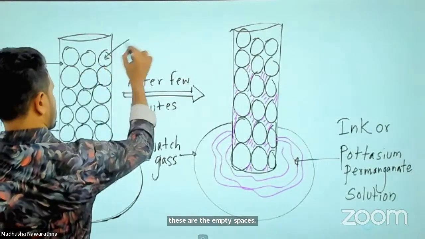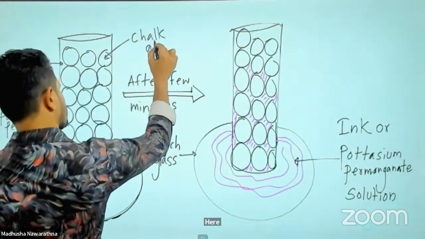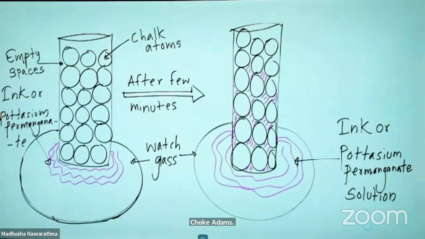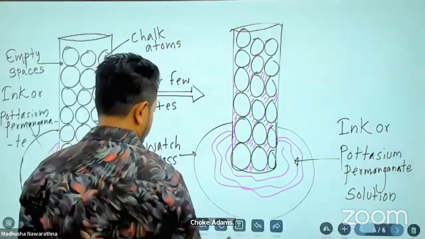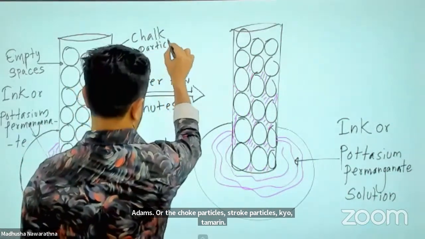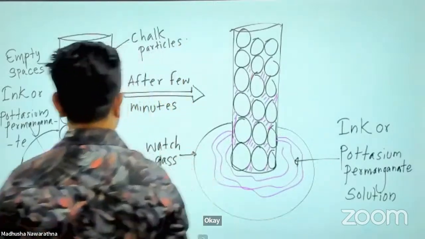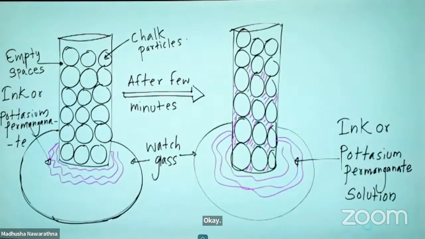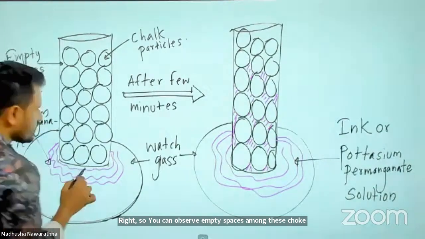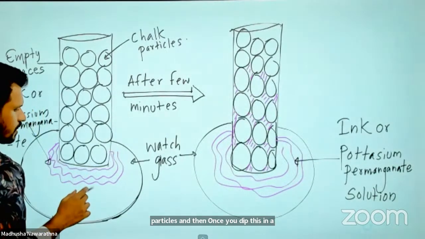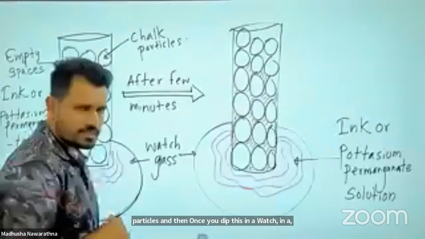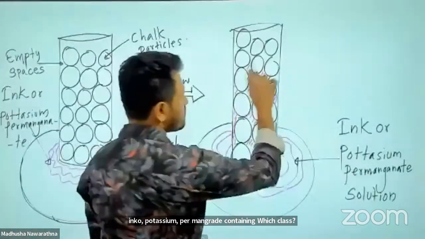Here the chalk atoms or the chalk particles. Chalk particles, right? So you can observe empty spaces among these chalk particles, and then once you dip this in a ink or potassium permanganate containing watch glass, then you can observe after a few minutes, you can observe this sort of observation.